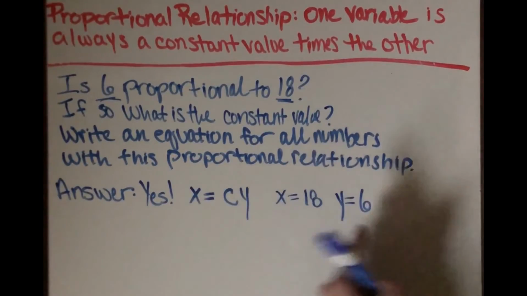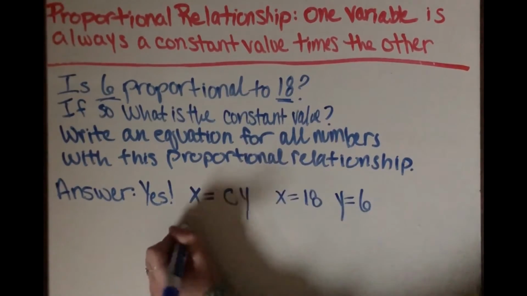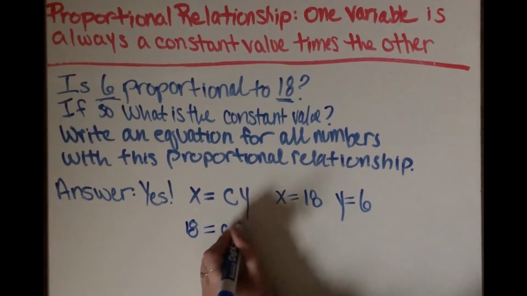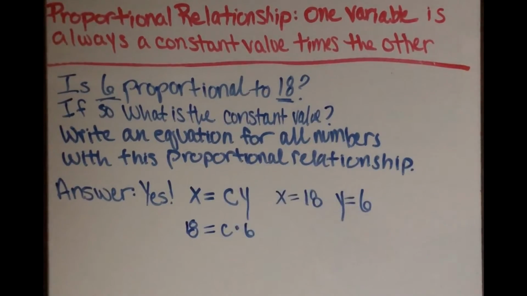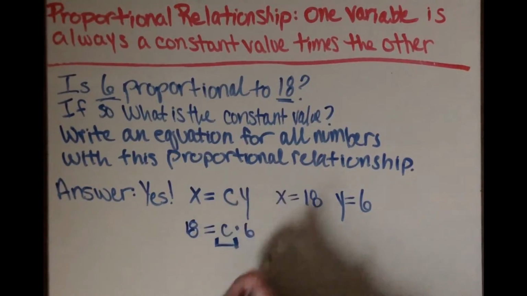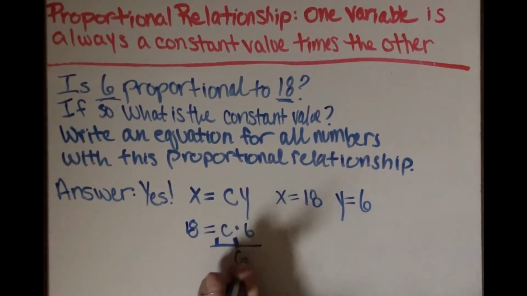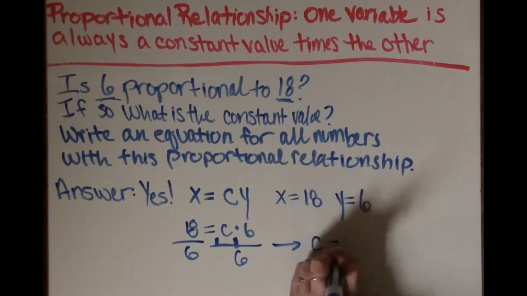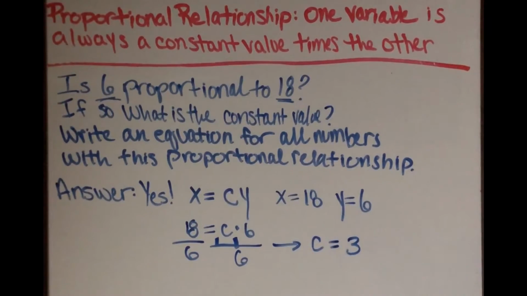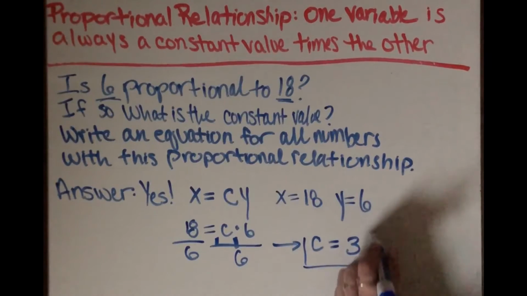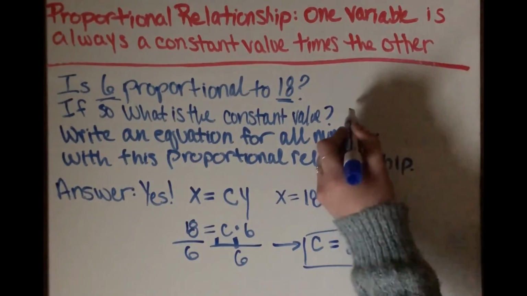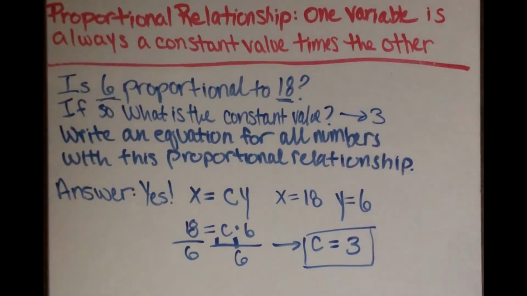So if we plug x and y in for x and y here, 18 equals c times 6. And we want to solve for c. So divide each side by 6. C equals 3. So this is the proportionality constant that we have, 3. So here, the answer is 3.